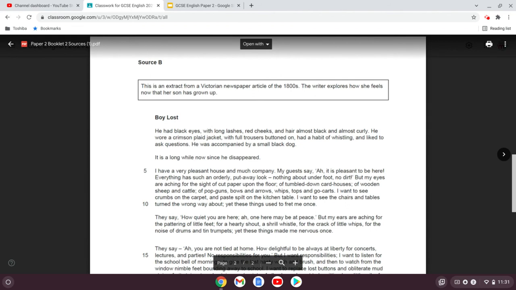I have a very pleasant house and much company. My guests say, it's pleasant to be here. Everything has such an orderly, put-away look. Nothing about underfoot, no dirt. But my eyes are aching for the sight of cut paper on the floor, of tumble-down card houses, of wooden sheep and cattle, of pop guns, bows and arrows, whips, tops and go-karts. I want to see crumbs on the carpet and paste spilt on the kitchen table. I want to see chairs and tables turned the wrong way about. Yet these things used to fret me once.